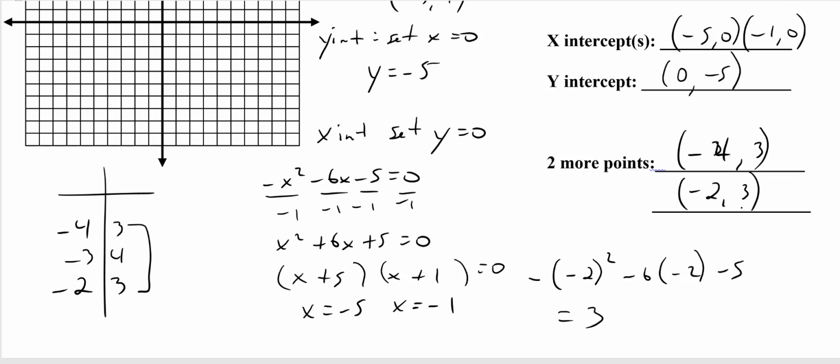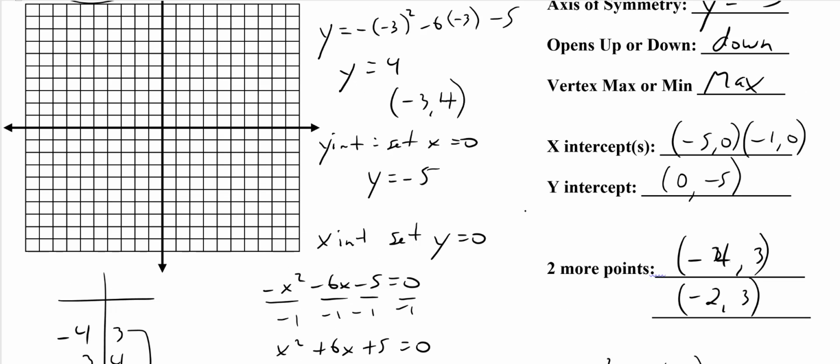Cool. Okay, let's go ahead and plot these points. Remember, it's going to be a nice parabola shape, right? It's going to be a nice U shape. So negative 1, 2, 3, 1, 2, 3, 4. The x-intercepts are negative 5, 0, and negative 1, 0. And the 2 more points are negative 4, comma 3. So negative 1, 2, 3, 4, comma 3. And negative 2, comma 3.